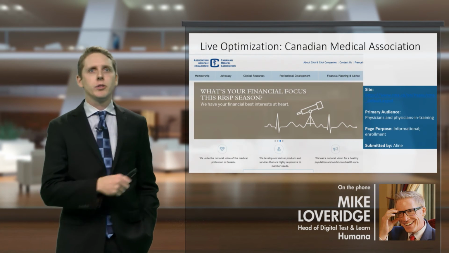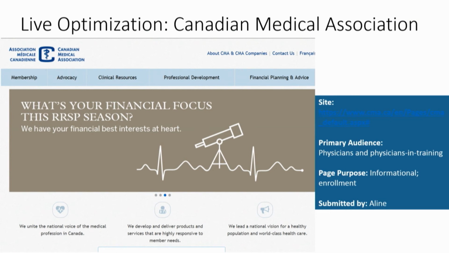All right, without further ado, audience, here is the first page we'll be looking at, the first banner. Now we're just focusing on the banner here. The primary audience is physicians and physicians in training, and the goal is to give them information to lead them to enrollment. It was submitted by A-Line. Sorry if I'm butchering your name there.